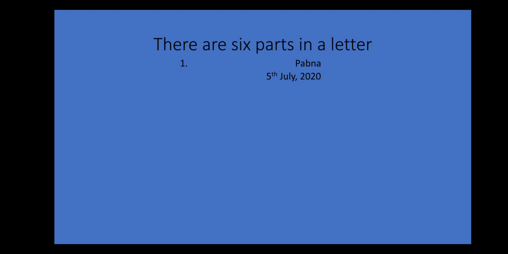Then, the second part is to address the person to whom you are writing the letter. For example, my dear father or my dear friend, etc. After addressing, you have to put a comma. Now, you have to write on the topic. This is the body of the letter.